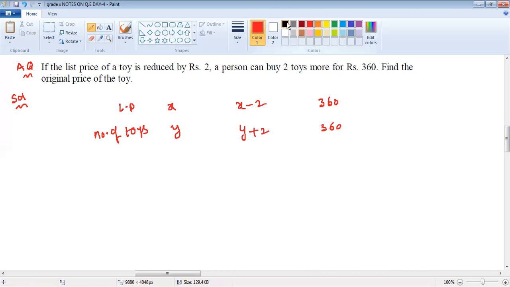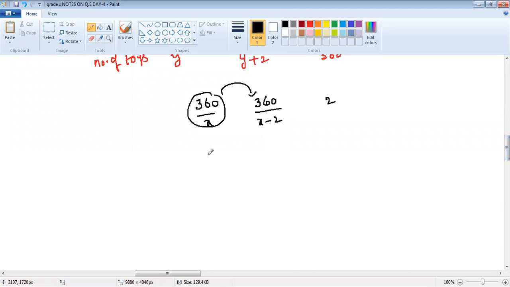Okay, I'll tell you the situation. You have an amount of 360 rupees, and I want to purchase toys. So first 360 by x, then 360 by x minus 2, with y plus 2 more toys, right? Yes, sir. So which is bigger, 360 by x minus 2 or 360 by x? 360 by x minus 2 is bigger, because as I told you that day, if the denominator is smaller, the value will be more. So 360 by x minus 2 minus 360 by x is equal to 2.